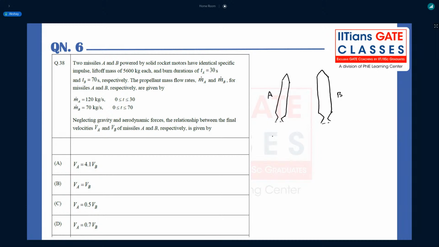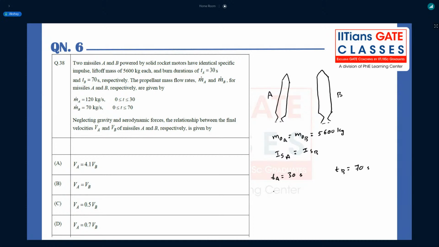So both of them have an identical lift-off mass. That means initial mass of A, which is also equal to initial mass of B, equals 5,600 kg, right? Then both of them have the same specific impulse. So specific impulse of A is also equal to specific impulse of B. That is also given in the question. And for missile A, the burn duration is 30 seconds, whereas for missile B, the burn duration is 70 seconds.